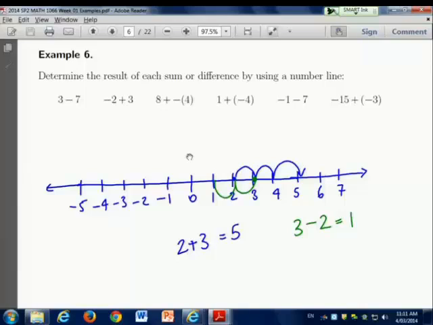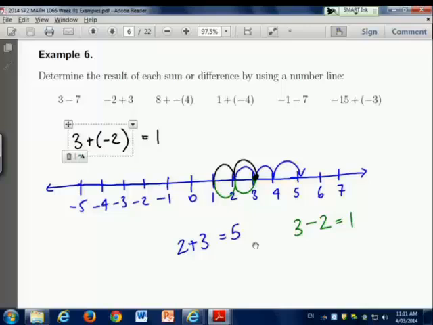So let's add a negative number. 3 plus negative 2. What do we do? You start at 3 and you move a distance of 2 in the negative direction. So you end up back at 1. And so you can see that those brackets aren't needed and this negative sign is overriding the plus sign. So they're equivalent statements, so we get rid of the brackets.